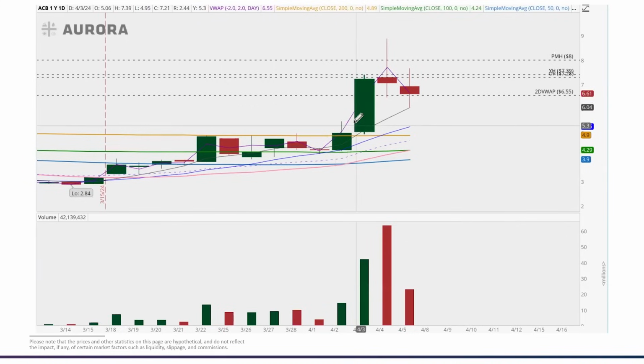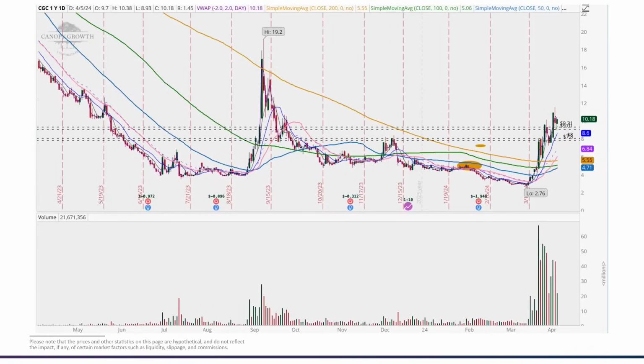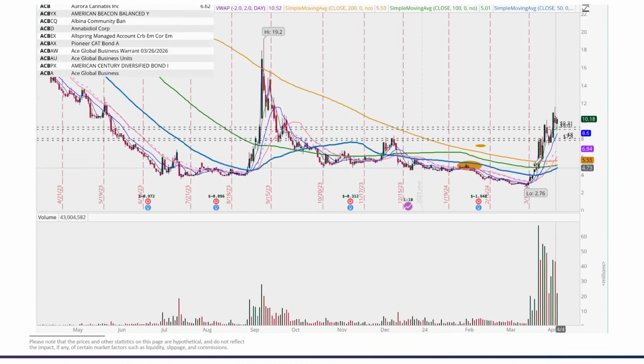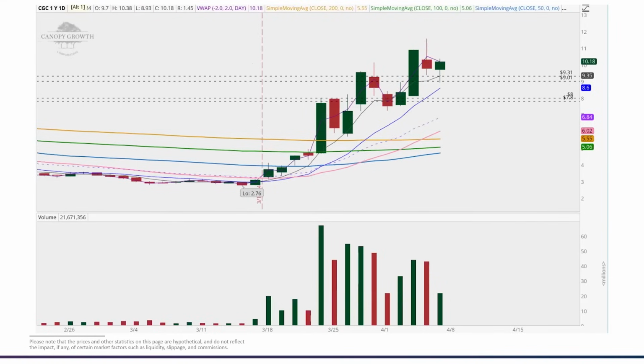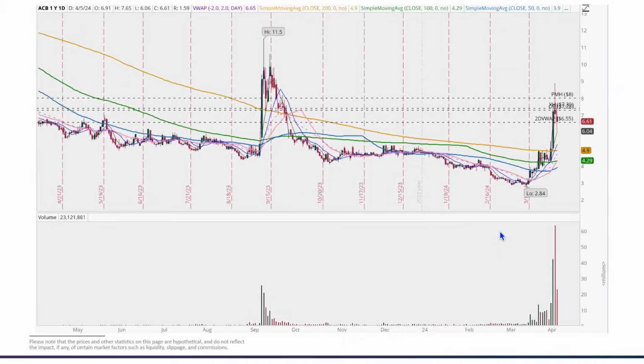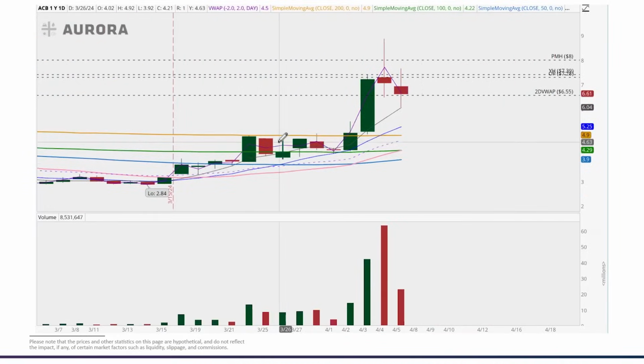Given that catalyst that really broke out ACB above the 200-day, you might be asking yourself, why trade ACB rather than CGC, given that the news was based around the former CGC CEO taking this position? And that's simply because ACB has a much cleaner setup. This is CGC. Yeah, it's moving up with volume, but I really think the setup in ACB is much cleaner. And you can see that nice tight consolidation and the 200 acting as resistance.